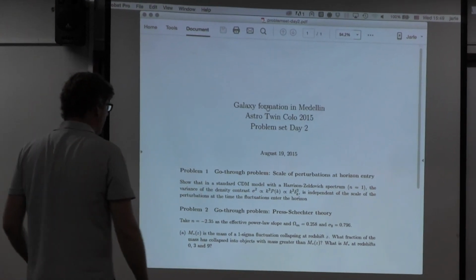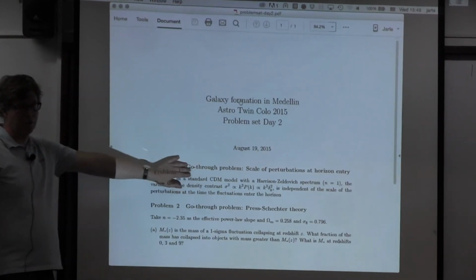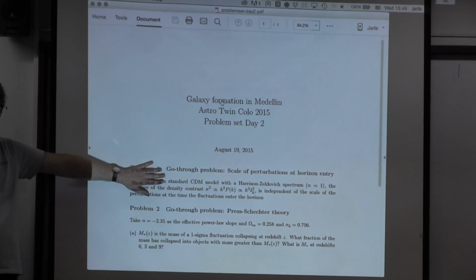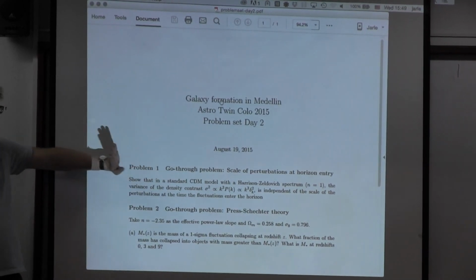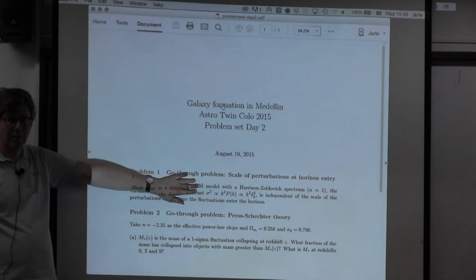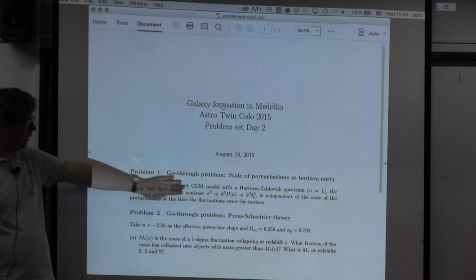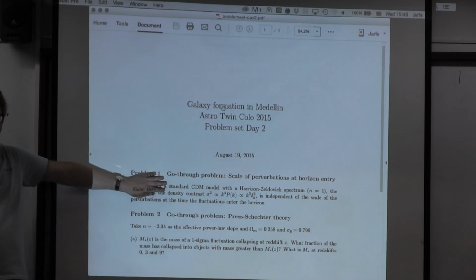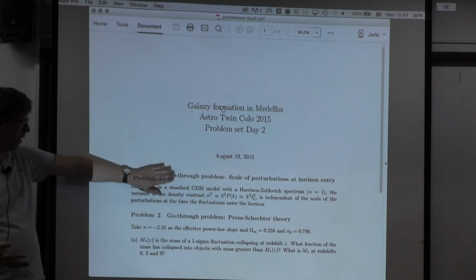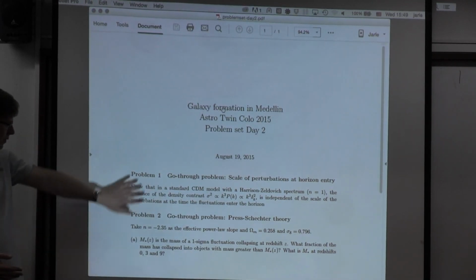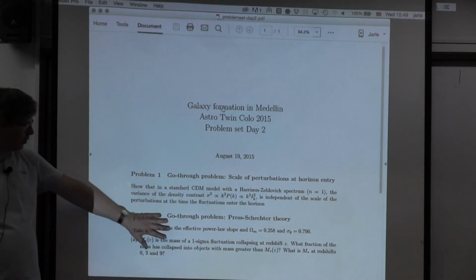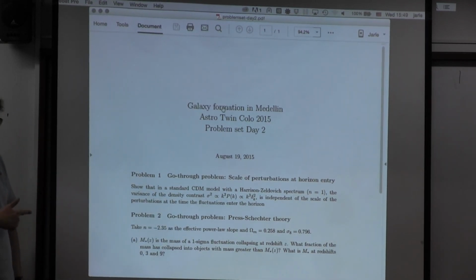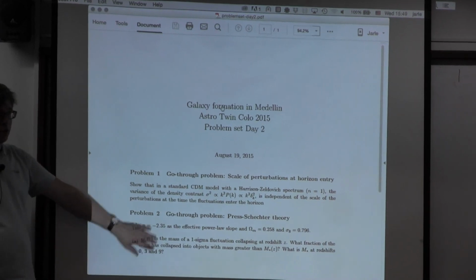I'm going to go through one problem which by experience I see people find a little bit confusing when they look at it the first time. Have a look at it, see if you can solve it by tomorrow. We will go through them tomorrow morning. It's a useful thing to think about because it has to do with when things enter the horizon. Give it a try. And then the second thing I'll go through is basically an application of the Press-Schechter theory that I just covered and how you actually use it.